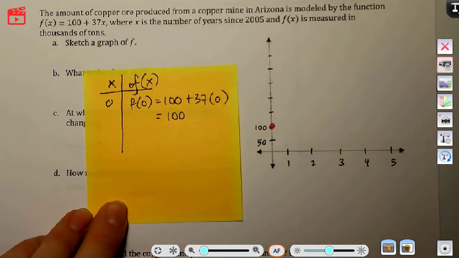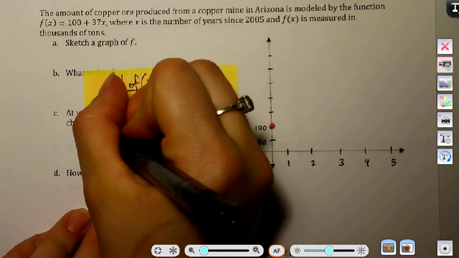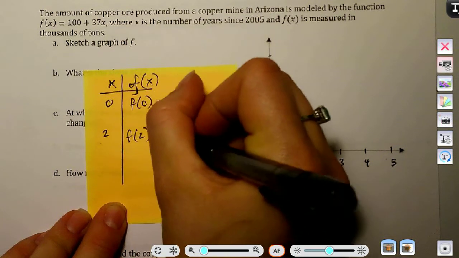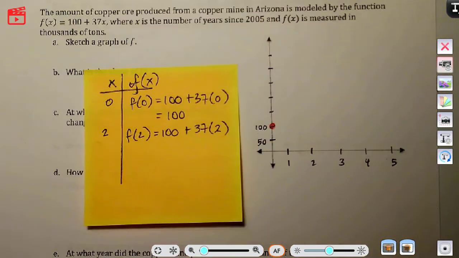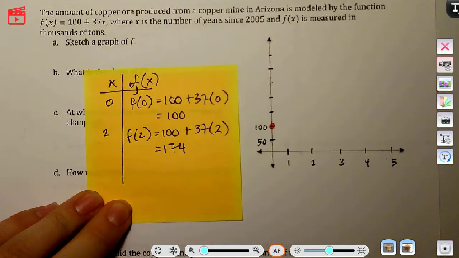Okay, that's my first point. Let's pick another point. How about 2? So f of 2 is going to equal 100 plus 37 times 2. 37 times 2, what is that going to be? 74. I'm just going to check that with my calculator since it is late and I'm known to get these wrong. Yes, it is 74. Would you look at that? So that's going to be 174.